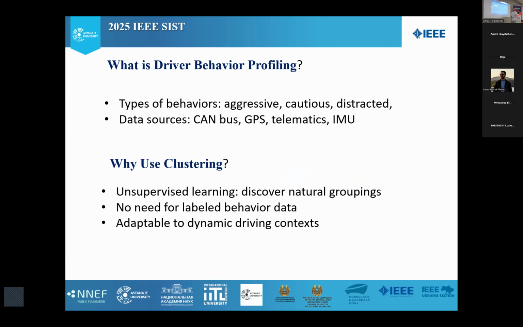So what is the goal? The goal is to do driver clustering and to define the profile of each group. We can have a lot of groups, like aggressive driver, cautious driver, but there are more types of driver. For that, we must use clustering. Clustering is unsupervised learning, because in our data we can have a lot of unlabeled records. For that, we have many algorithms.